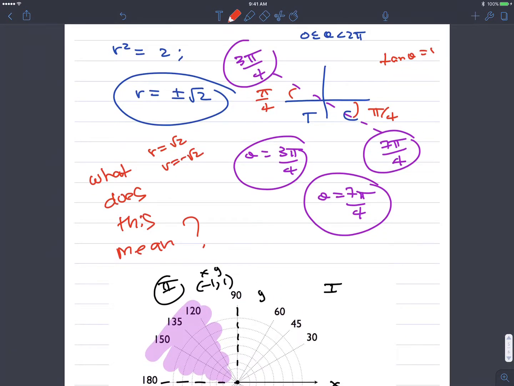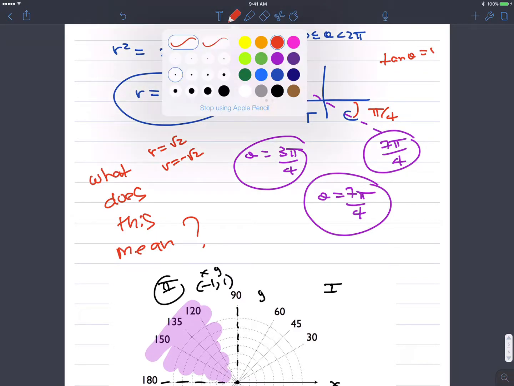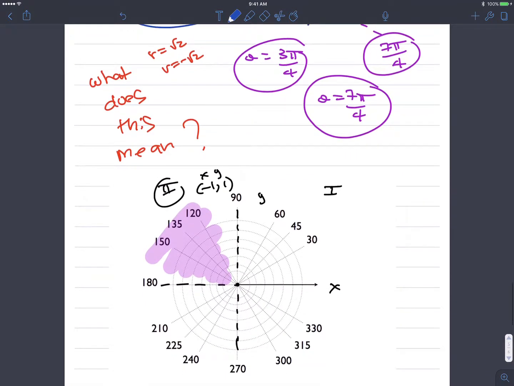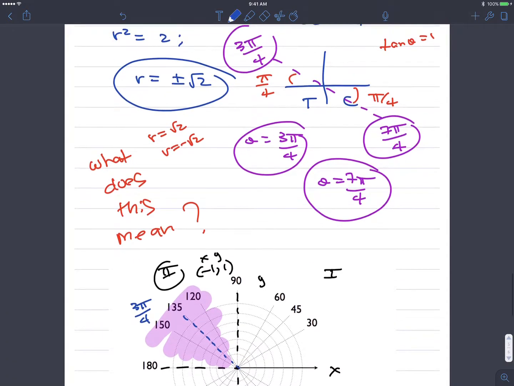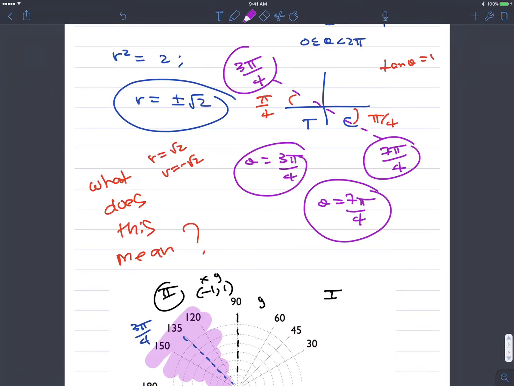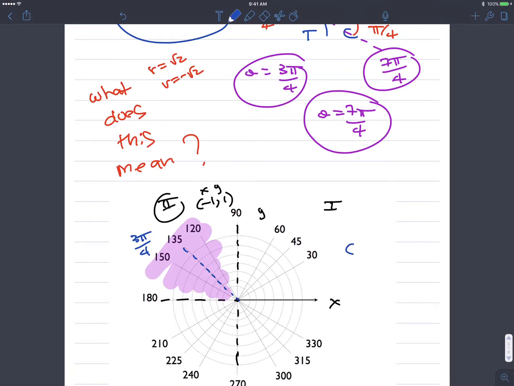So notice, if I use a theta of 3 pi over 4, which happens to be what? Does anybody know what 3 pi over 4 is? What is it? Good. Here's my 3 pi over 4 angle, the same angle you're seeing right here. Quadrant 2. So if I use a positive value, 3 pi over 4, for my angle, what does my radius have to be? Positive or negative?